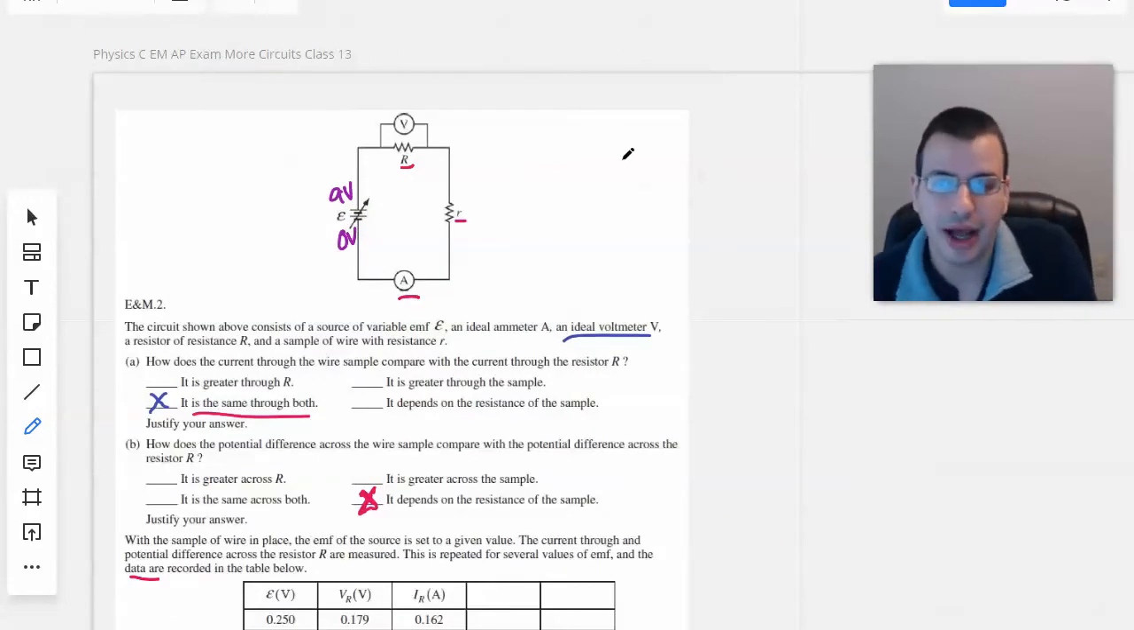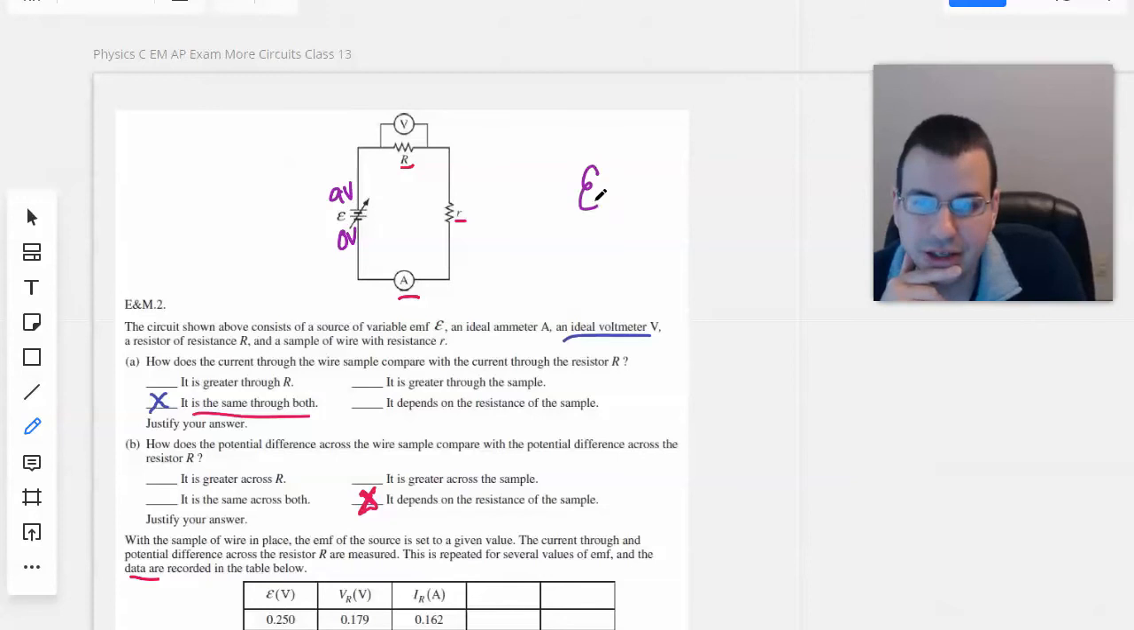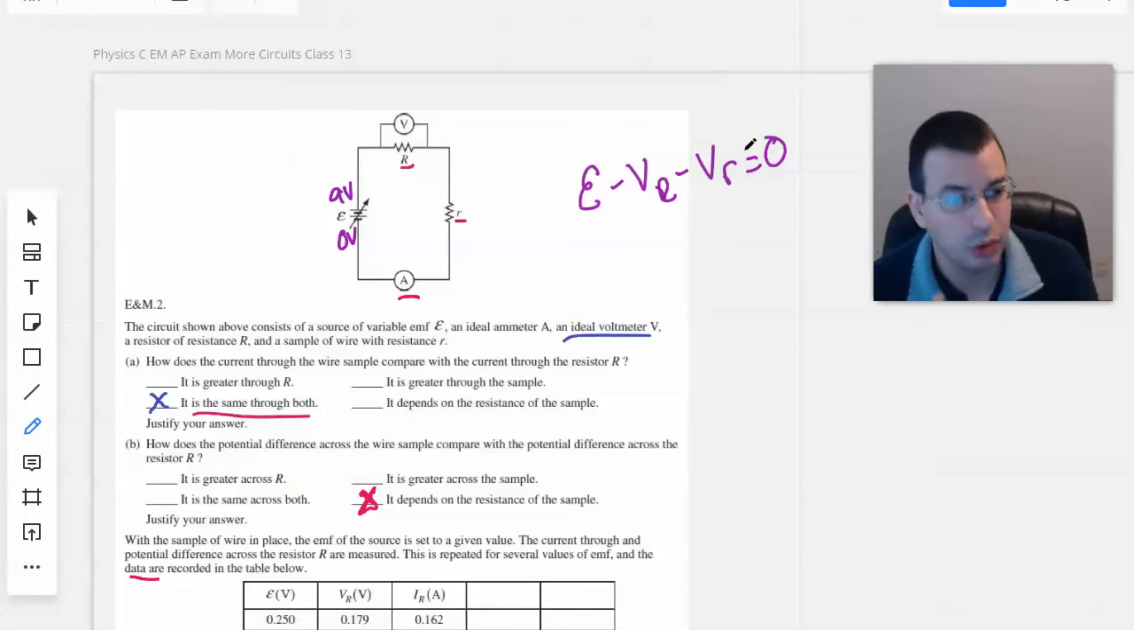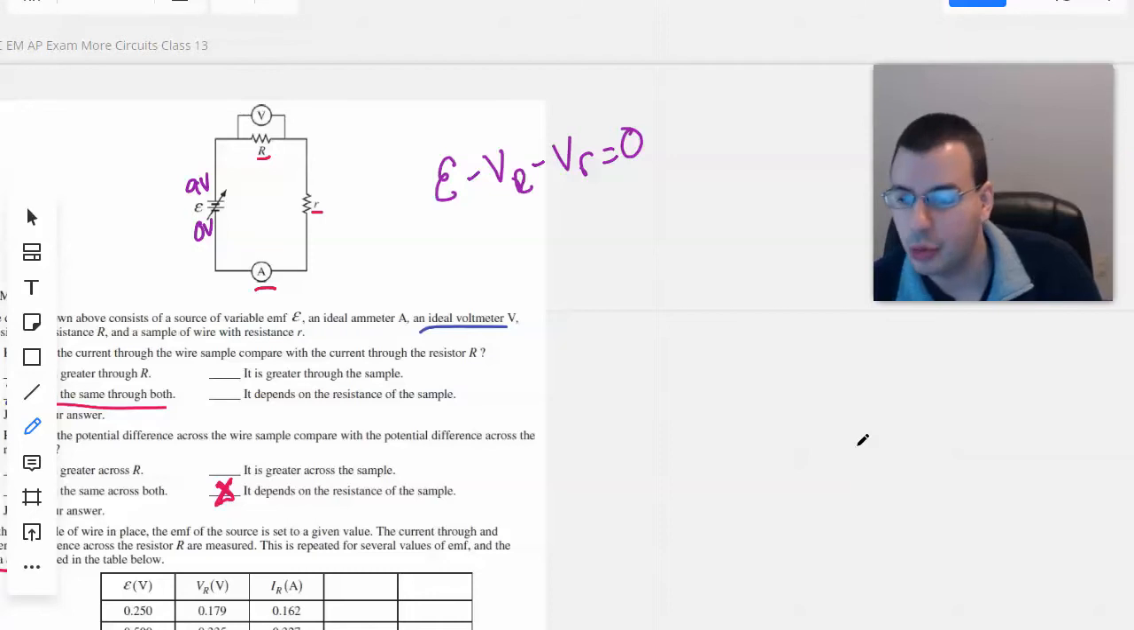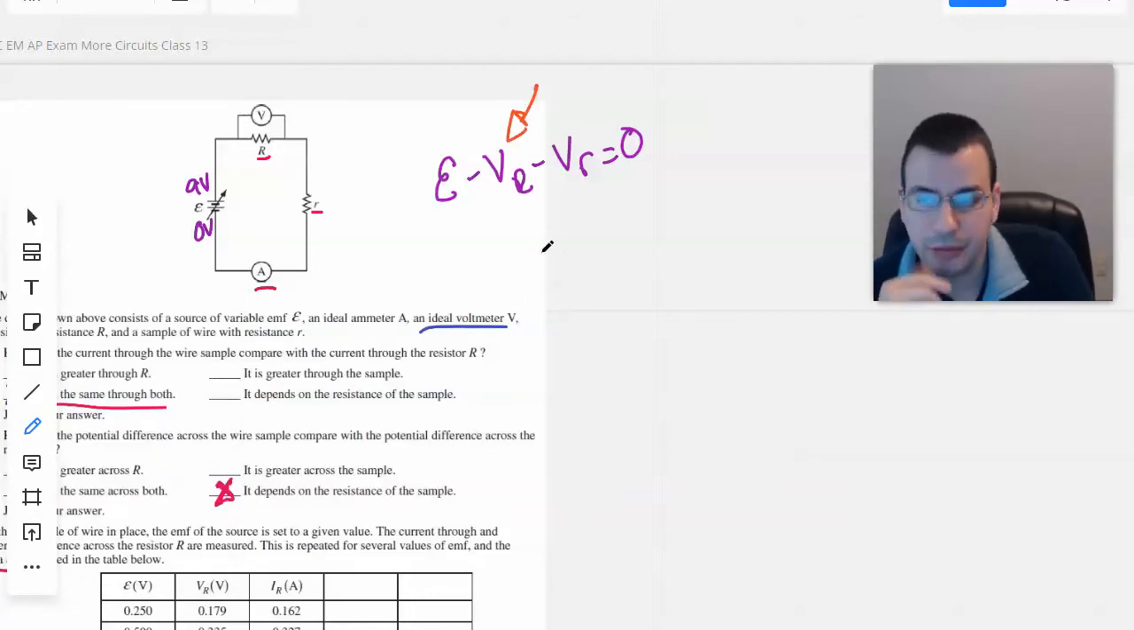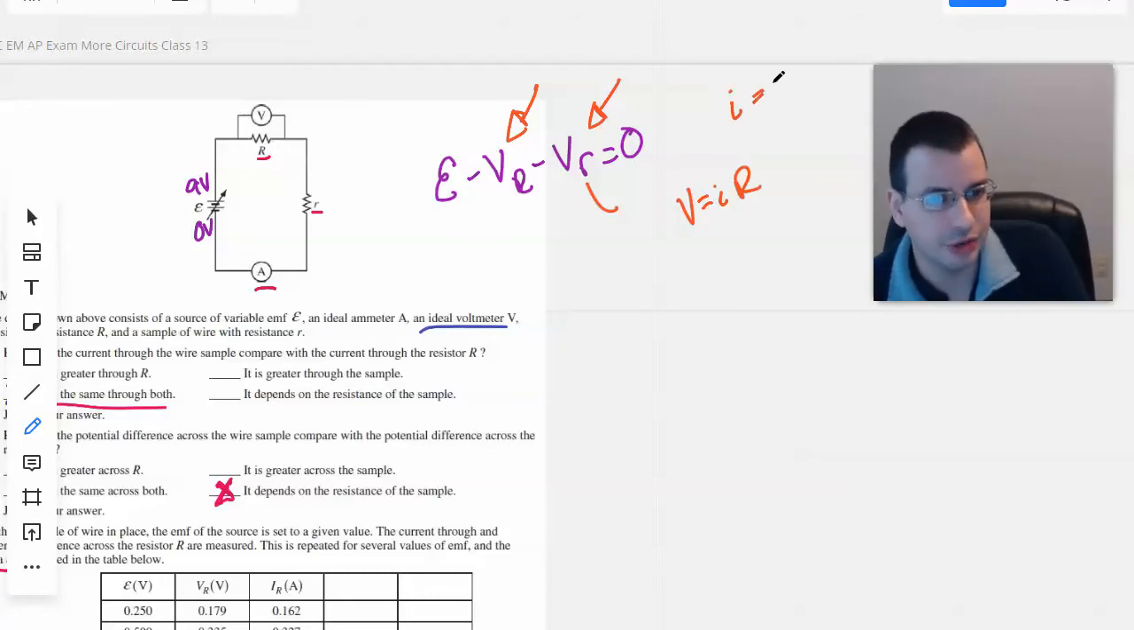So I can say that epsilon minus voltage R minus voltage little r equals 0. And this is Kirchhoff's voltage law. We're given voltage across R, and we're not given VR. So I'm going to take VR and change that to V equals IR, which is just a rewriting of I equals V over R, Ohm's law.